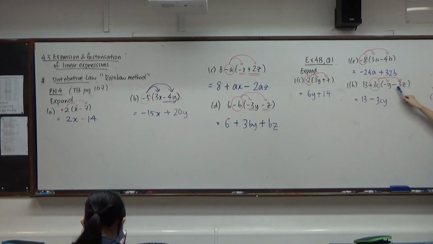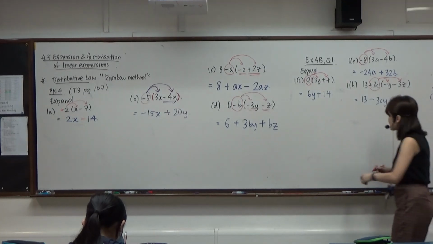Okay, plus and minus gives us a minus. 3c times 3z, 3 times 3 gives me 9, and then c times z will give me cz. So my final answer should be 13 minus 3cy minus 9cz. Okay, questions?